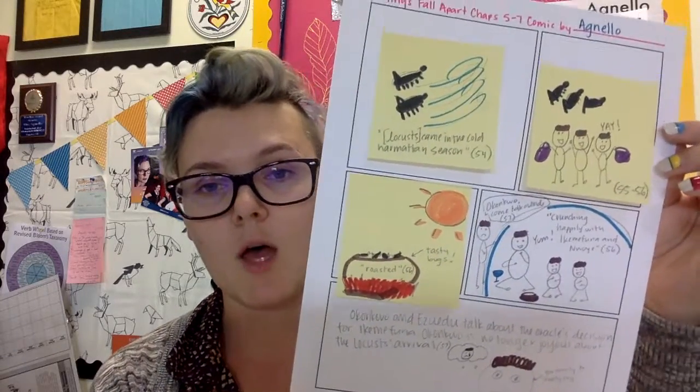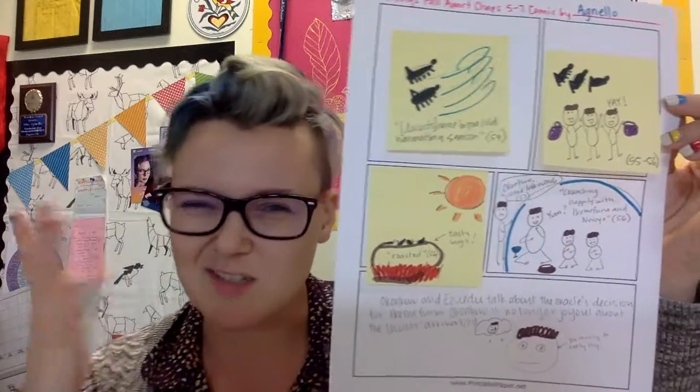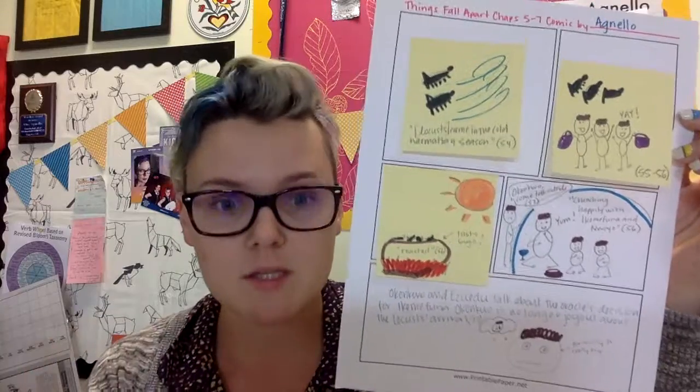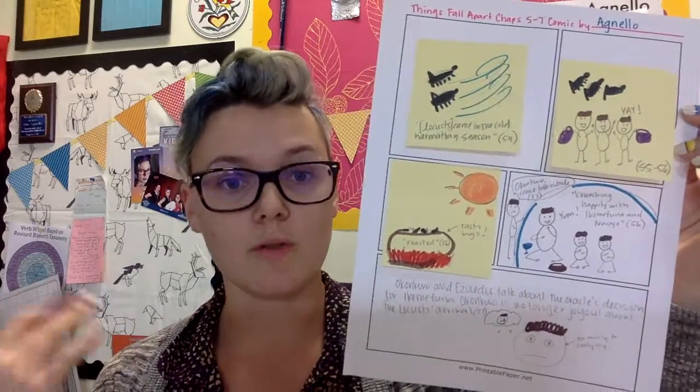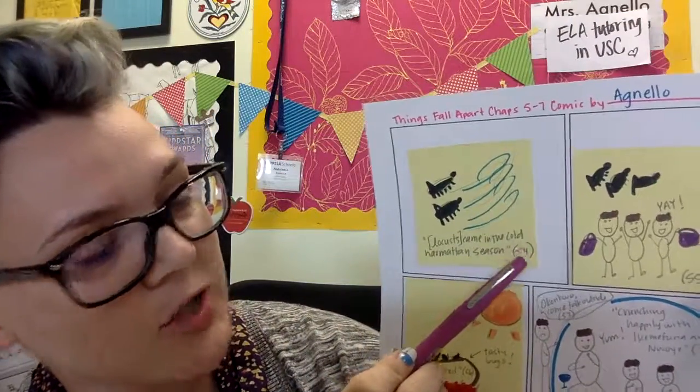Okay, so I also made an example of doing Things Fall Apart, and here's my completed model. I didn't want to do one that you guys have to do, so I picked kind of a lousy one. It's the locusts coming in to the village. So I have, locusts came in the cold Harmattan season, and I know that you see these little square brackets. Remember, that's what we do if we need to change a quotation, like change one word or something. And you see my page citation here.